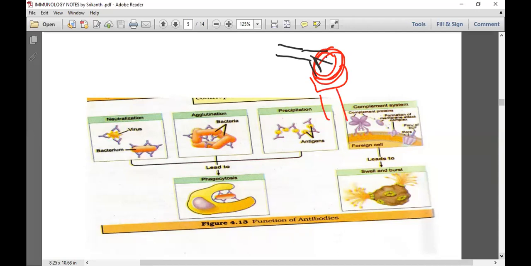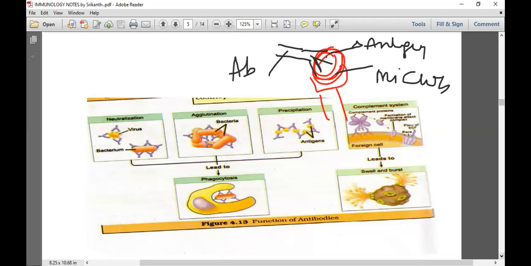Okay, so when they do that, what do you call it? This is the antibody and this is the microbe. Where the antibody binds, that portion we call the antigen. So this antigen and antibody complex is what will happen in our body.